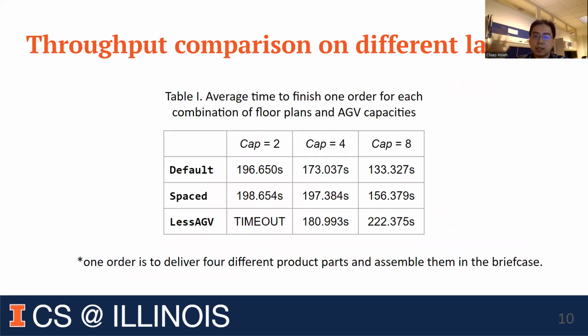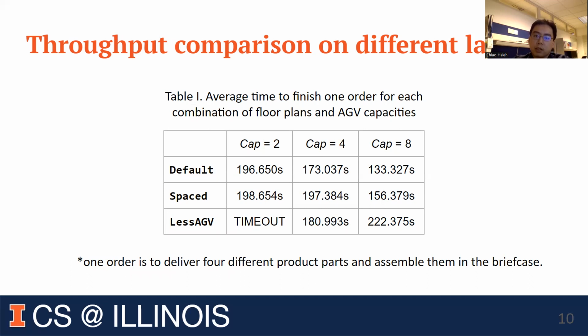We also collect system level analytics, such as the throughput of the system. In table 1, we calculate the throughput by finding the average time to finish one order. And we consider 3 different layouts in combination with 3 different parameter values. The 3 layouts are as follows.